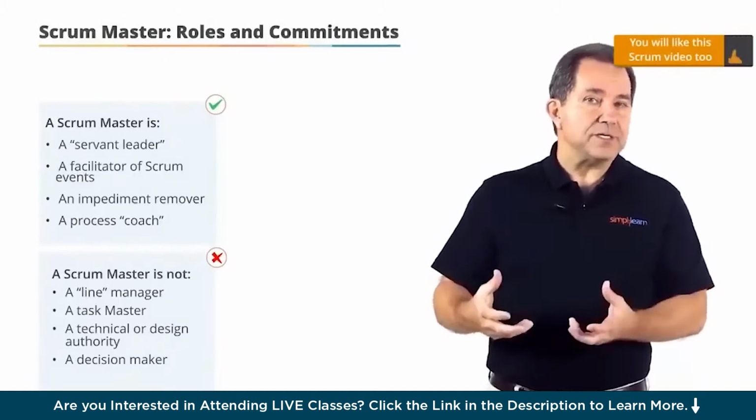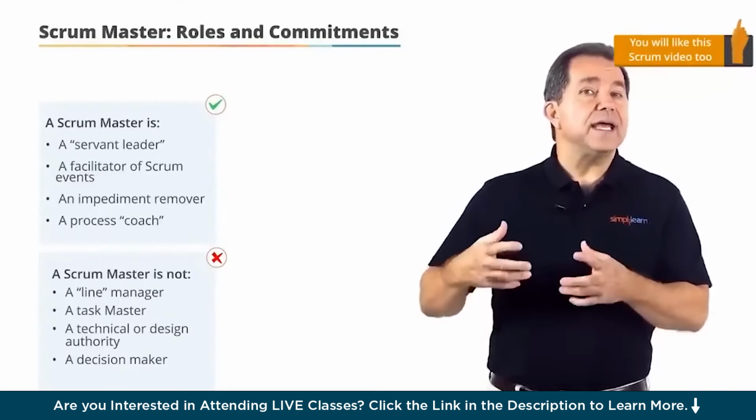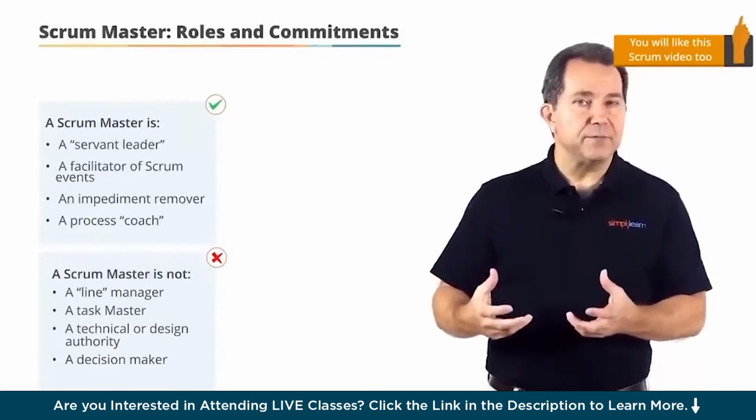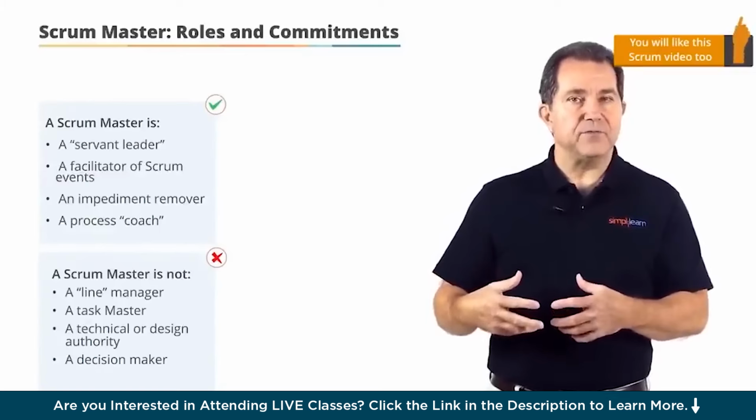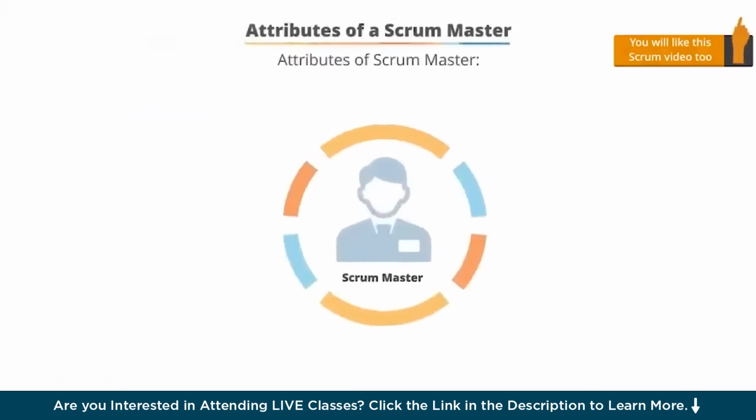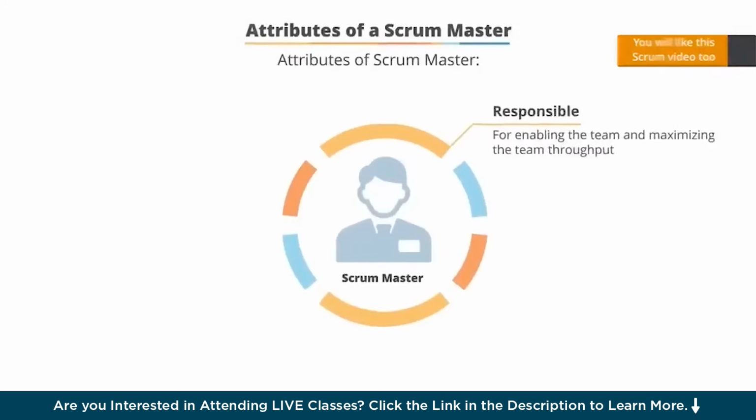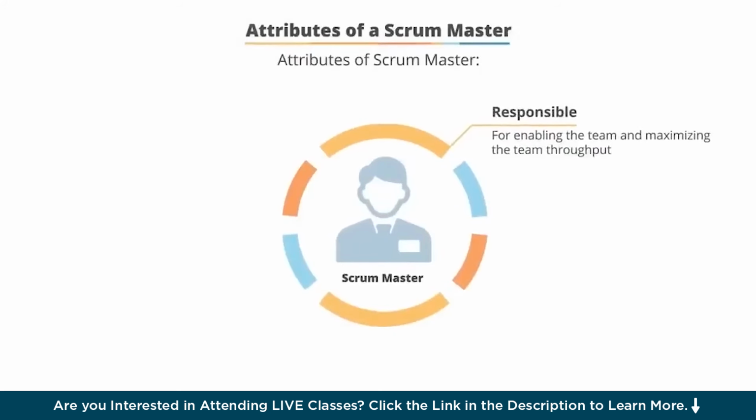Throughout the course of the project, the Scrum Master must not do anything to rob the team of its empowerment and ability to self-organize. Let's talk about the attributes of a Scrum Master. Scrum Masters need to exhibit responsibility. Even though they are not solely accountable for the team's output, they will consider it their responsibility to remove anything that impacts the team's productivity. They will try to enable the team to do the best that it can.